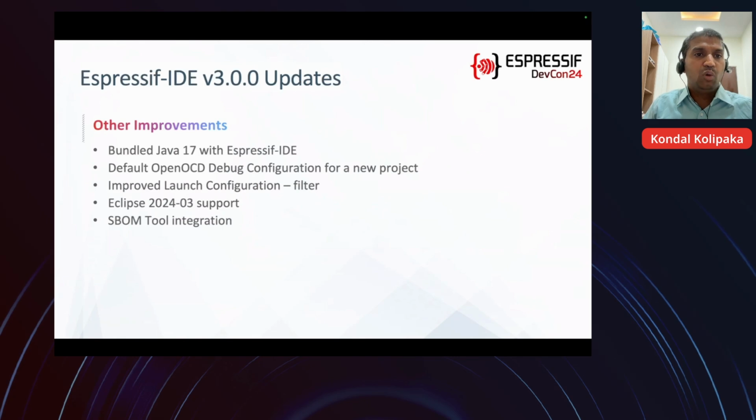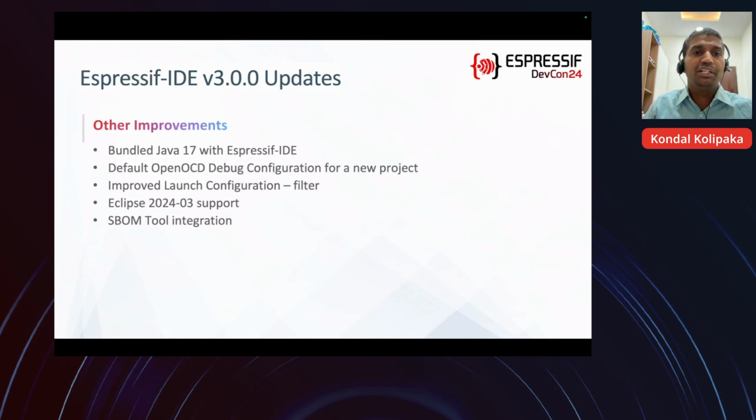Other improvements include bundling Java 17 with the Espressif IDE. By default, we bundle Java 17 with the IDE now. Earlier, the users had to install Java 17 specifically in the system. Now, if somebody is using the Espressif IDE, by default, Java 17 is bundled across all the platforms.